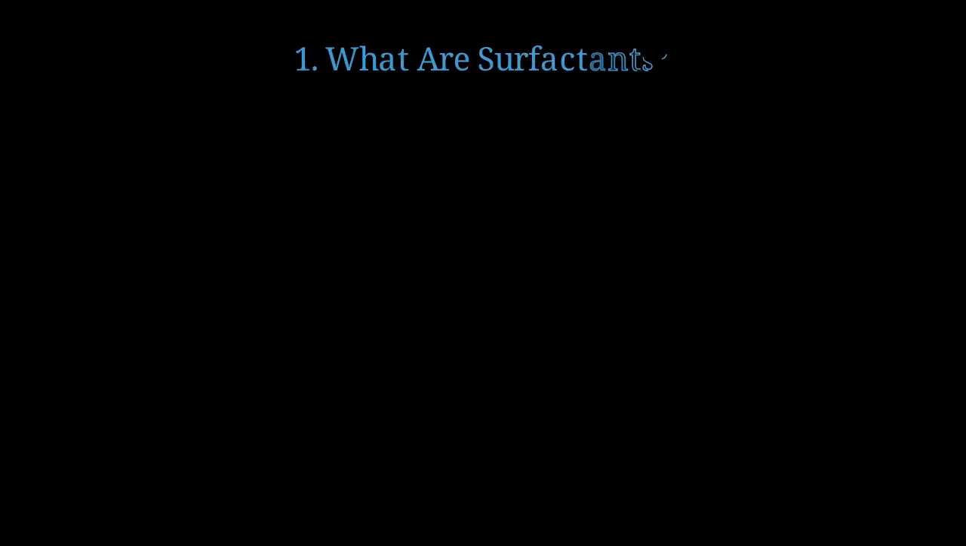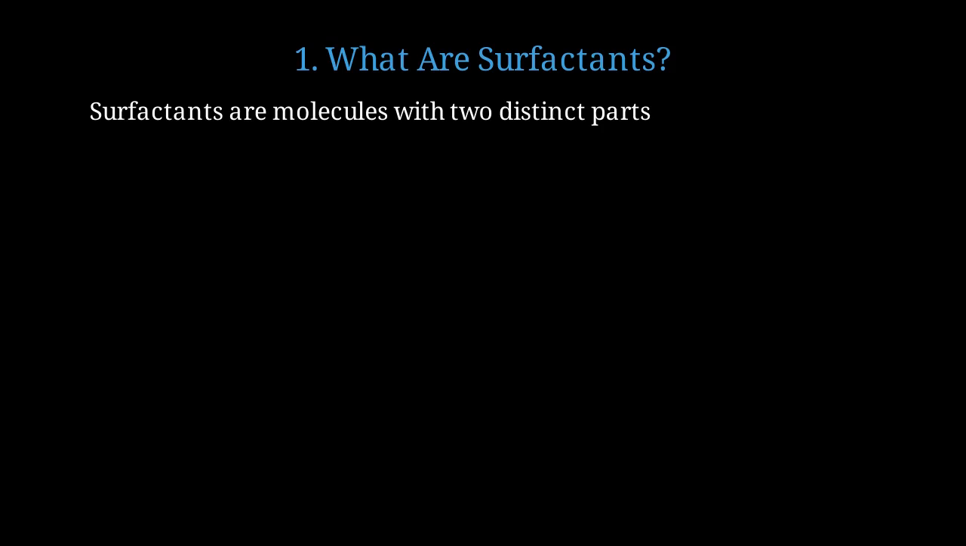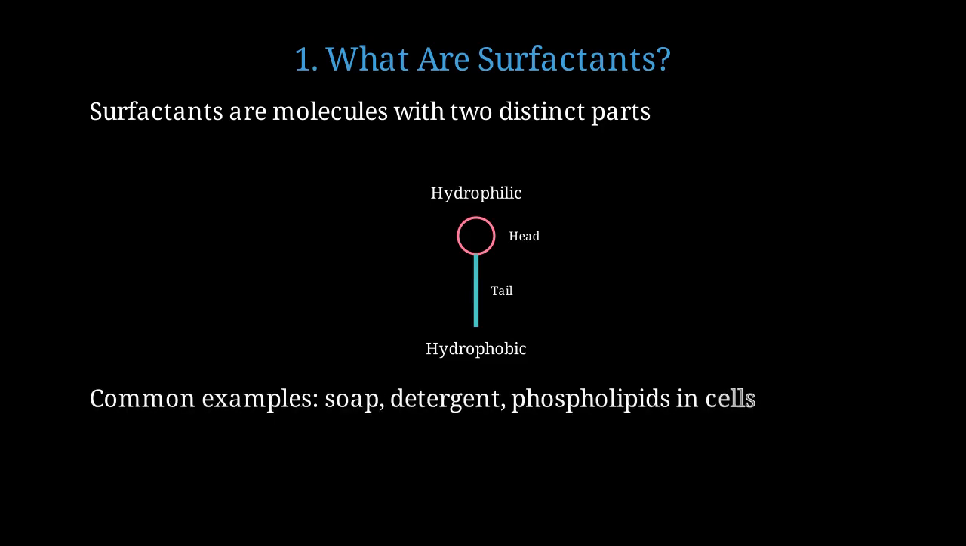Before we dive into the paradox, let's understand what surfactants actually are. Surfactants are special molecules that have two very different parts with opposite properties. One end, called the head, loves water and is hydrophilic. The other end, the tail, hates water and is hydrophobic. This dual nature is key to everything surfactants do. You encounter surfactants every day. Soap molecules are surfactants. So are the phospholipids that make up cell membranes in your body.